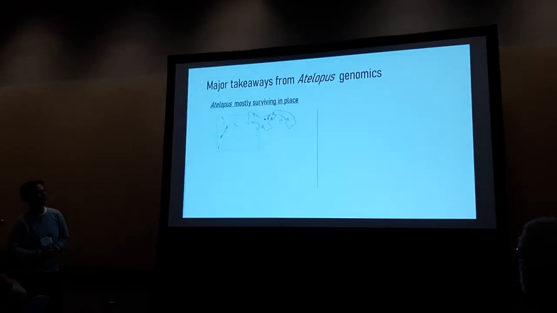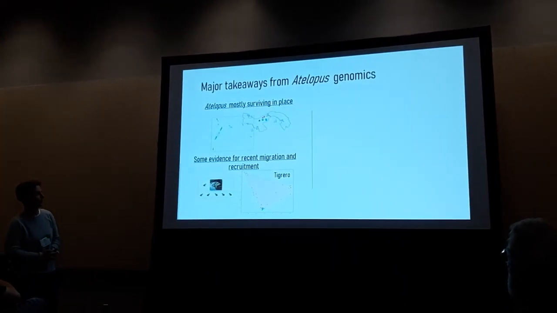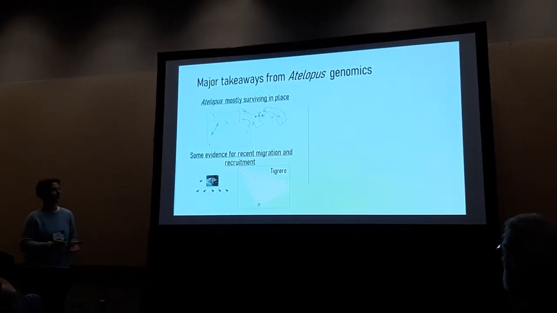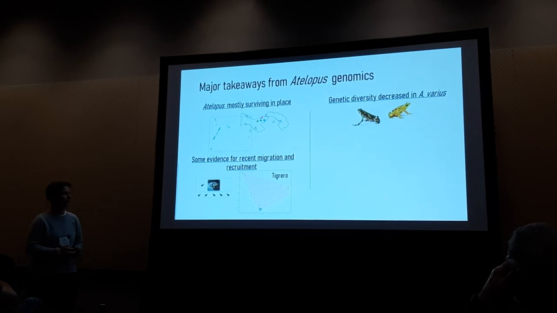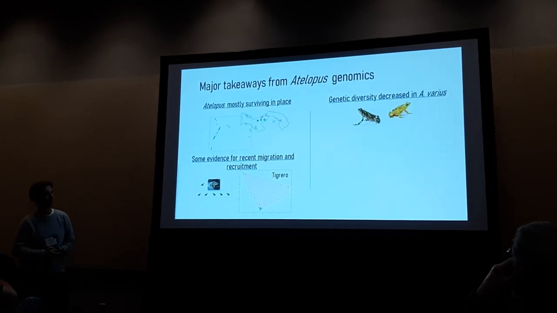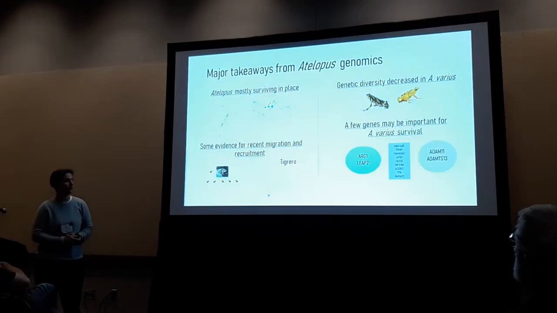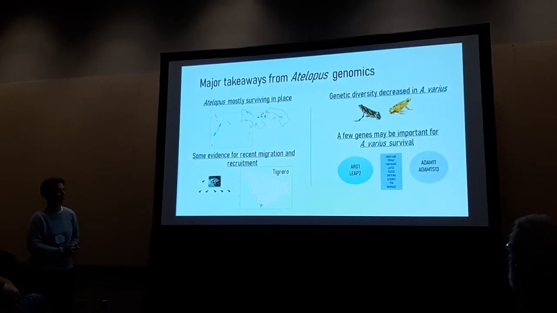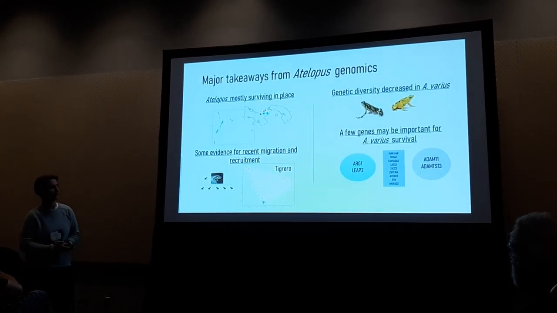In conclusion, our Atelopus are mostly surviving in place from their historic populations, but this one interesting stronghold maybe has some recent migrants and also has some successful recruitment, which we're really excited about. Genetic diversity is decreased, but using this paired study, we've been able to identify a few genes that might be important and that warrant future investigation.